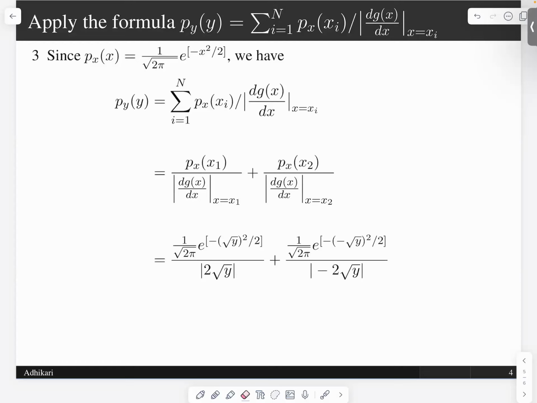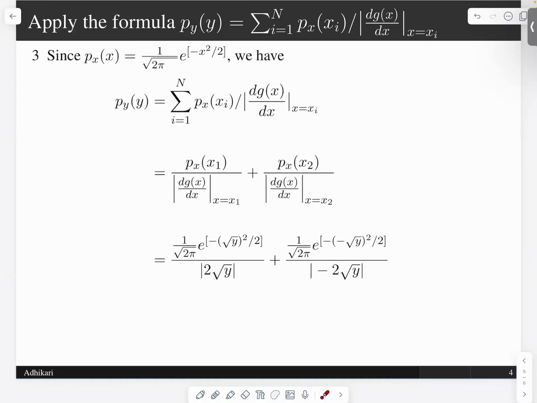So for the first term, what we did was we took the expression for px, and we replaced x by x1, that is square root of y. And we also took the derivative of g of x, and we replaced x by x1, that is square root of y. So that gave us this first term. And for the second term, instead of x1, we used x equals x2, that is the negative square root of y. And it gives us this expression.